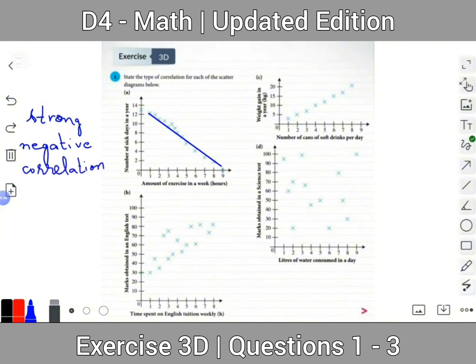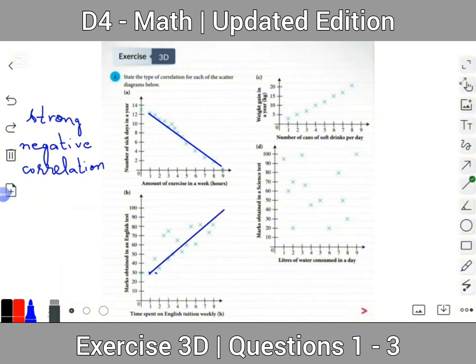As the amount of exercise in a week in hours increases, the number of sick days in a year decreases. So that's why it's a downtrend line of best fit and it is showing the decreasing trend. So that's why it is a strong negative correlation.